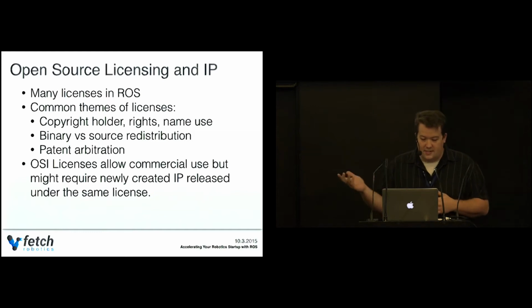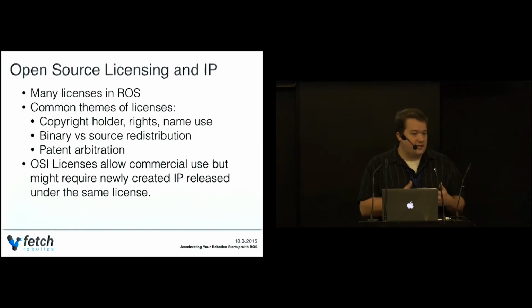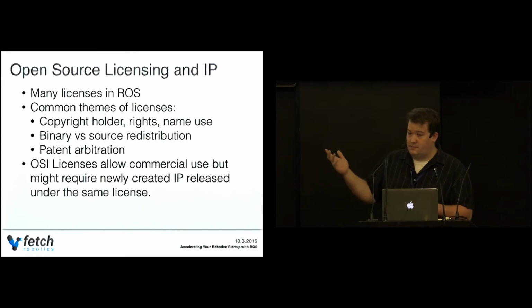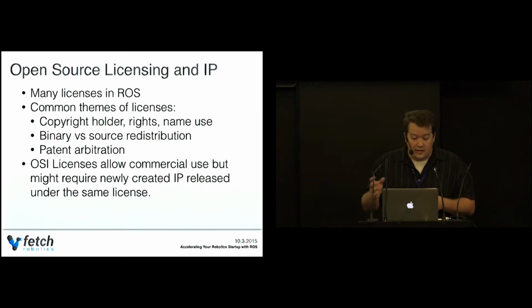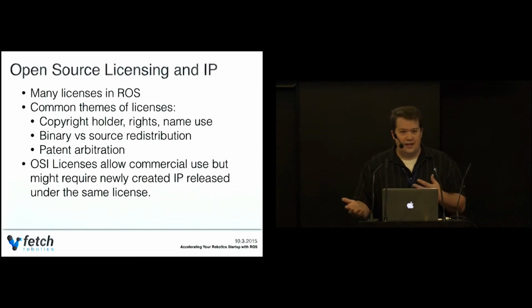So the common themes here are basically the copyright holder. Who holds the copyright? What rights do they retain? There's also, particularly in the BSD license, can you use the name of that copyright holder without their permission? And usually the answer is no. A good license will cover binary versus source redistribution, which is where Creative Commons is actually pretty bad because they don't distinguish between the two. If you're creating open source software, and this is for everybody, please don't use a Creative Commons license. Use a real software license.